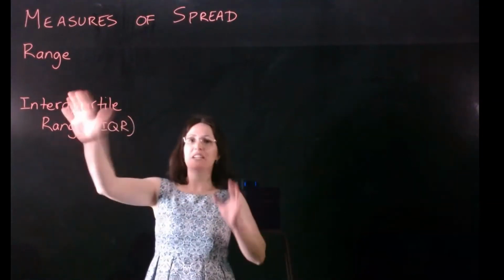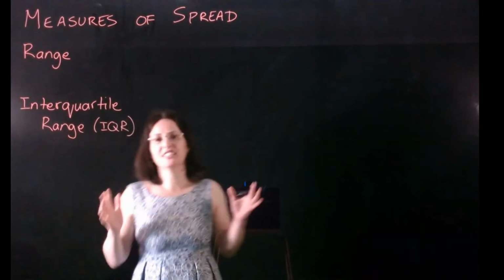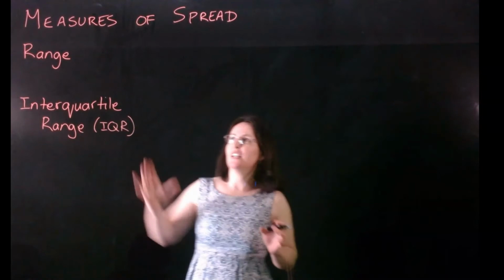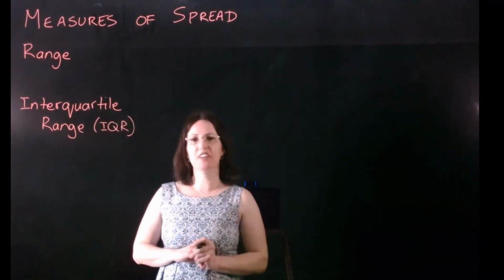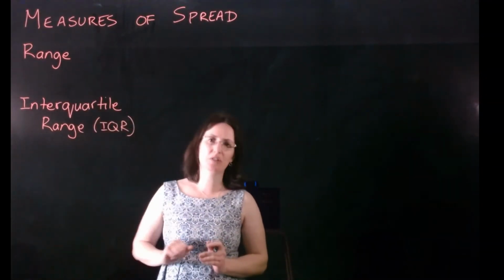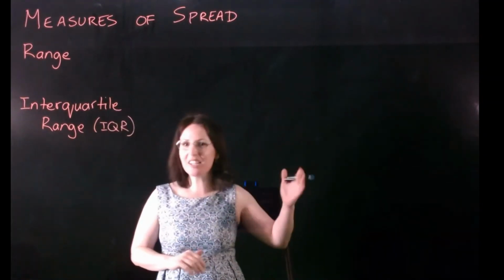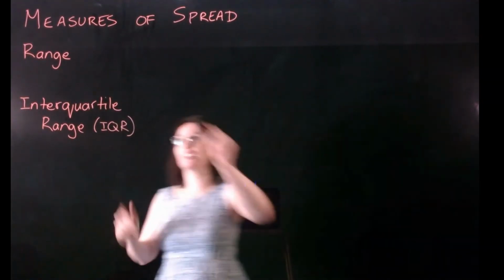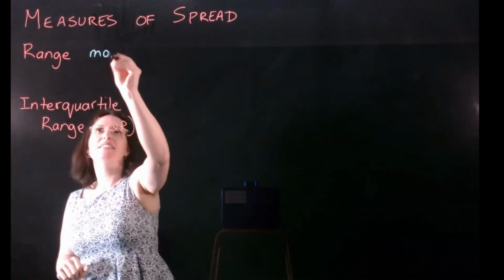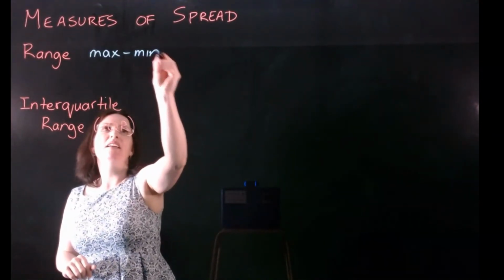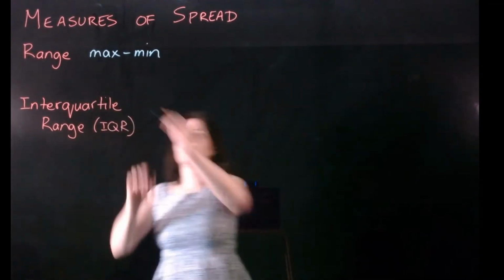So we're going to have a look at measures of spread, how much a set of data is spread out. Two of the calculations that we can do for that are range and interquartile range. When you have to do the range, that's the highest number, the maximum number, subtract the lowest number. So it's the max, take the minimum number, and you'll get an answer, you'll get a value.